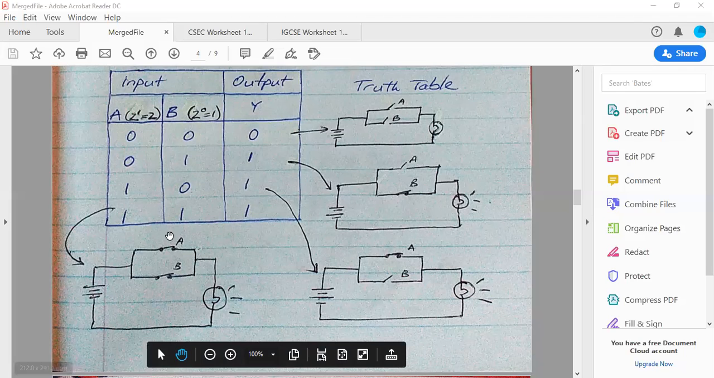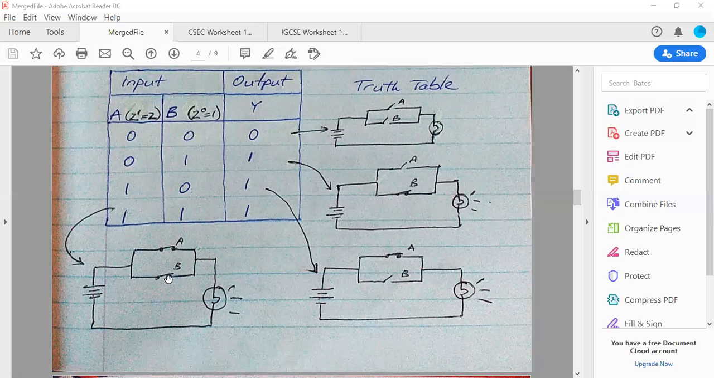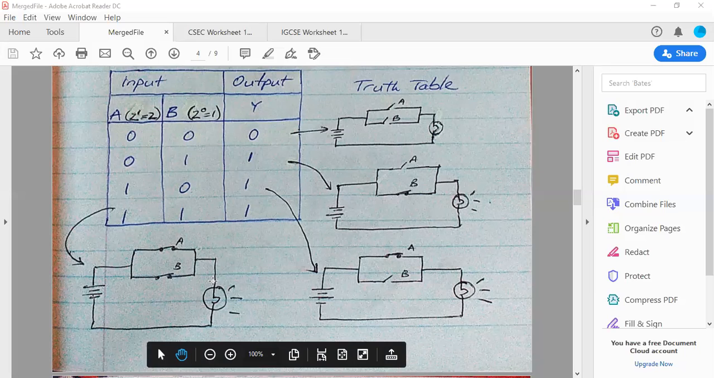We would have done a circuit like this about a week ago, something called parallel circuits, in which we know that the current splits for parallel circuits. So the current is going to split up. However, they're still going to meet at the bulb and cause the bulb to light at the end. Once the bulb lights, it means that your output is going to be 1.